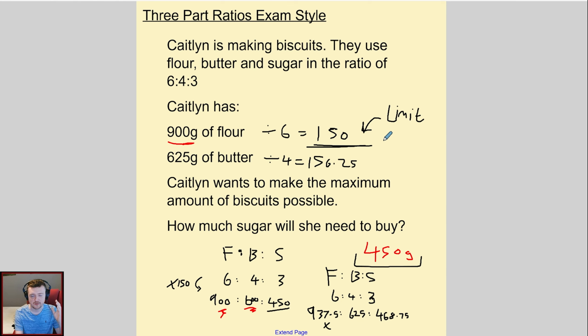Okay, so that is how these sorts of questions are worded, how they look, how they work. Hopefully, if you're not sure, your tutor or myself, if you need it, can explain why this works like this. But yeah, in this case, I'm limited by the flour because I've only got 900 grams, which means I can only multiply everything by 150. I can't multiply everything by 156.25.